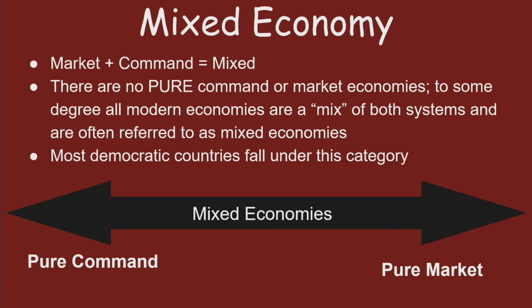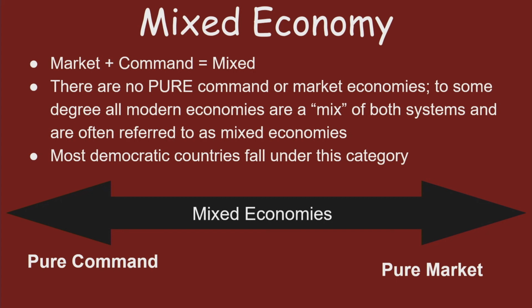So now let's move on to that fourth economic system that isn't part of the first three economic systems. So this is a mixed economy. This is market plus command, and that equals a mixed economy. So it's a good mixture of both of those. If you look at all the countries in the world, there are no pure command or market economies aside from North Korea. They are pure command. To some degree, all of those modern economies are mixed of both systems.